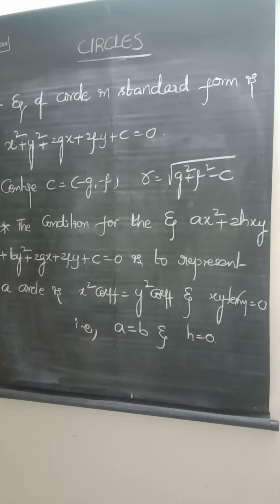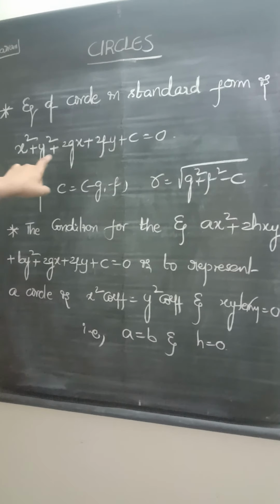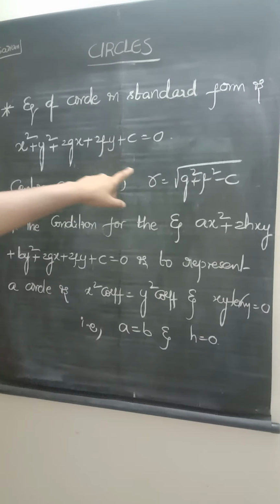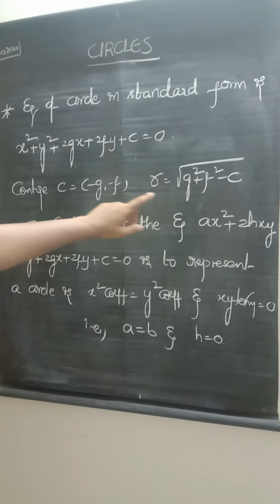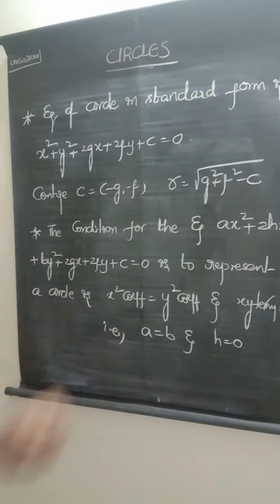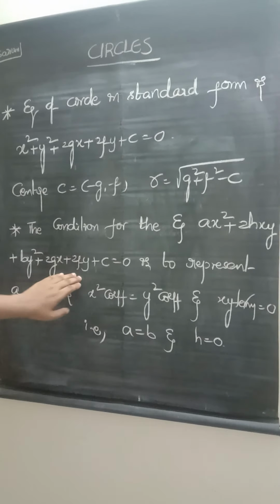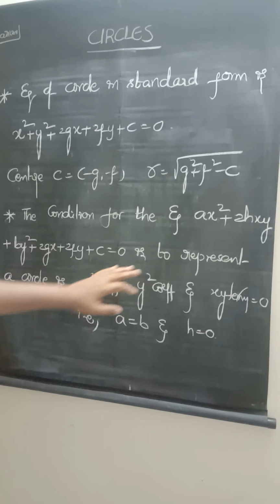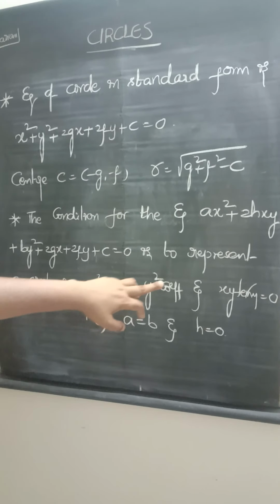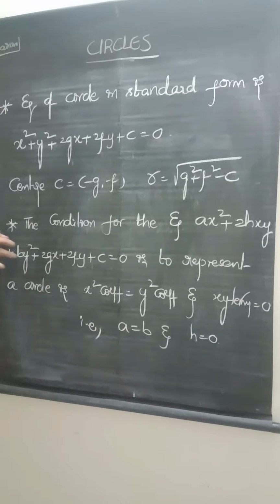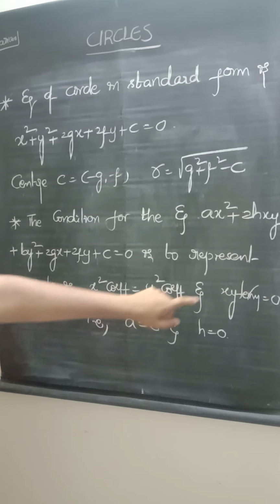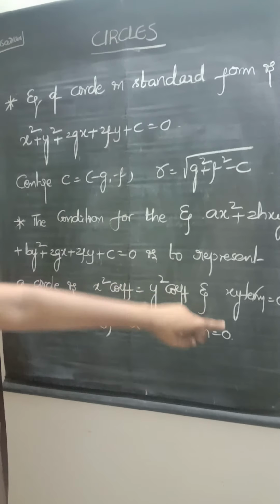The equation of a circle in standard form is x square plus y square plus 2gx plus 2fy plus c equal to 0. The center is (minus g, minus f) and the radius r is the square root of g square plus f square minus c. And the condition for the equation ax square plus 2hxy plus by square plus 2gx plus 2fy plus c equal to 0 to represent a circle is that the x square coefficient is equal to the y square coefficient and the xy term is equal to 0. That is a equal to b, and h equal to 0.